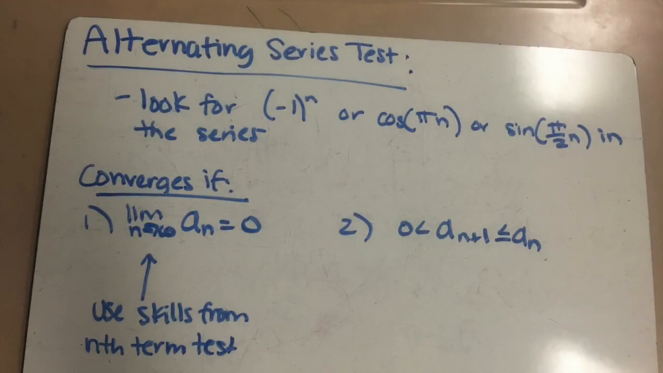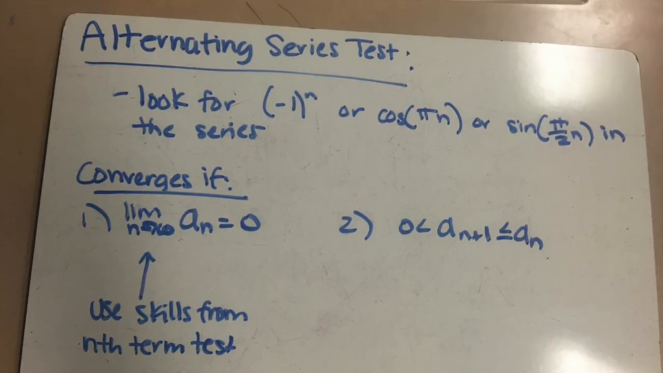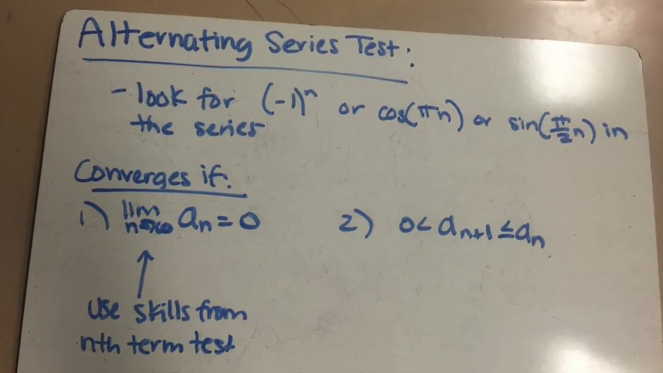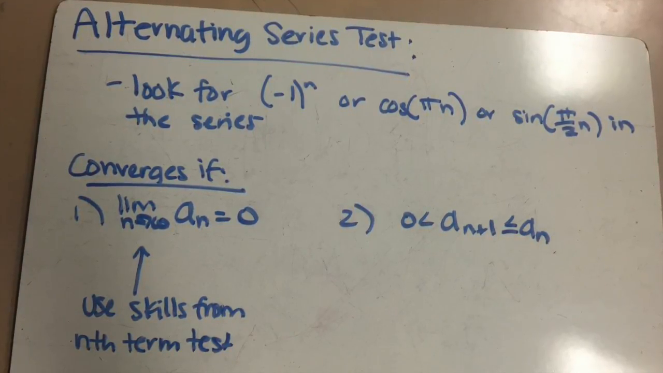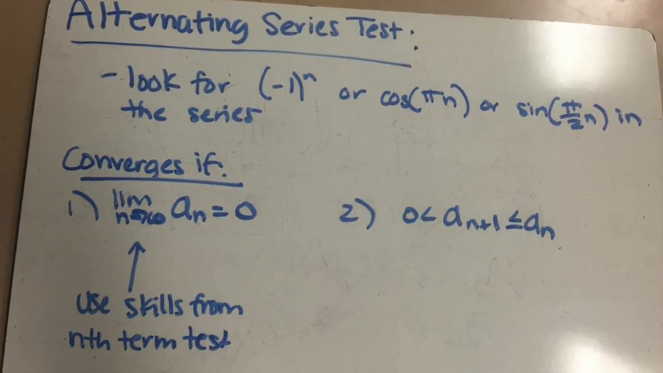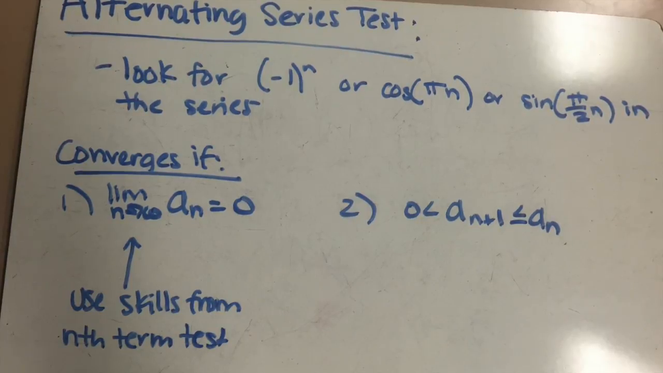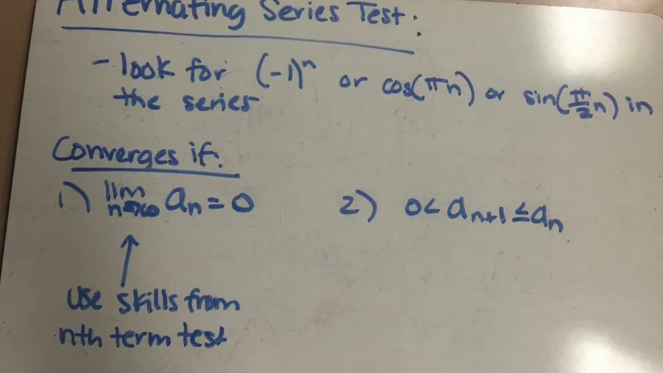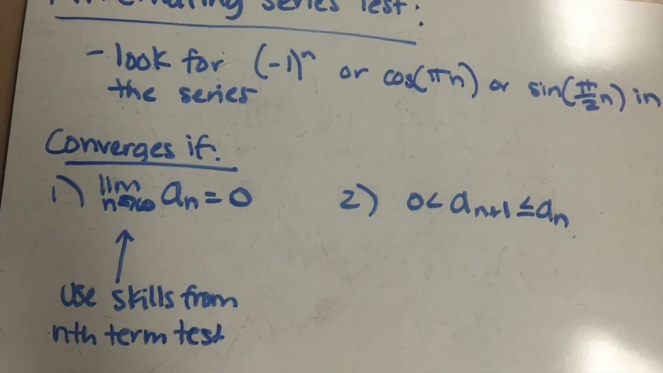The alternating series test is used to check for convergence or divergence of a series that alternates. And a series that alternates usually has a (-1)^n, or a cosine of pi times n, or a sine of pi over 2n in the series. That just is a signal that it's alternating. And the series will converge if the limit as n approaches infinity of the sequence equals 0, and you can use your skills from the nth term test to determine that.